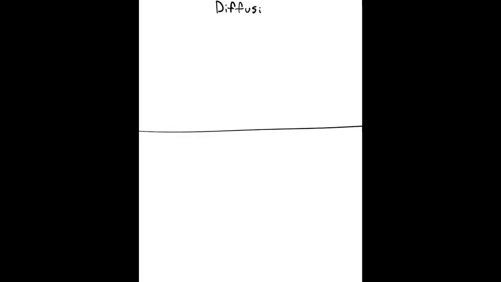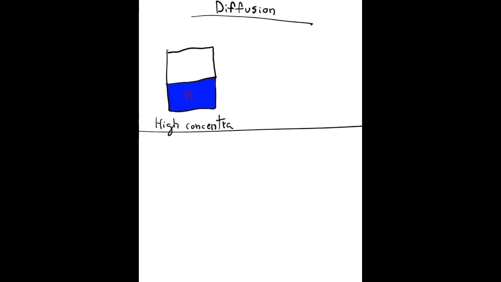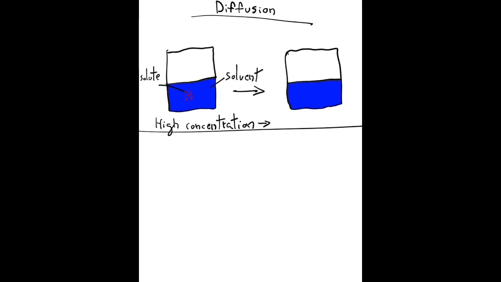There are some key differences between diffusion and osmosis. To begin with, in diffusion, we have a high concentration of a solute within a solvent. The high concentration of this solute slowly dissipates and moves apart through the process of diffusion. The particles move from higher concentration regions to lower ones.